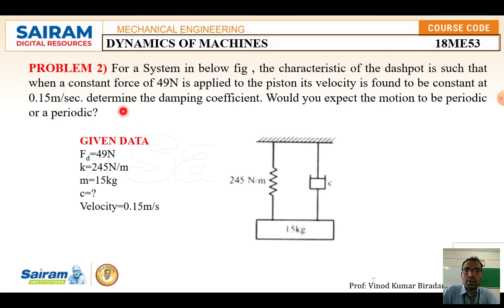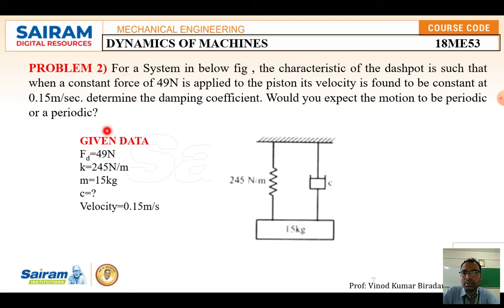Next, find the damping coefficient, and would you expect the motion to be periodic or aperiodic? Periodic means it will vibrate. Aperiodic is nothing but a constant value, so there will not be a reduction of amplitude. So here we need to calculate.